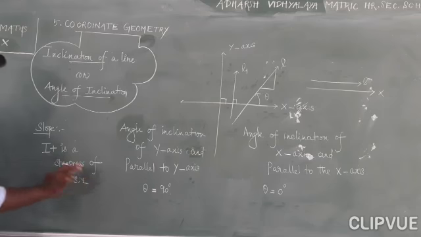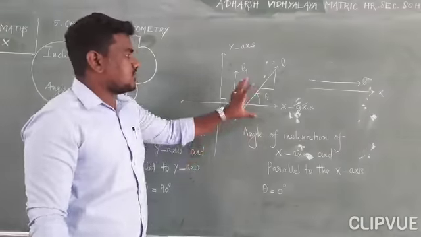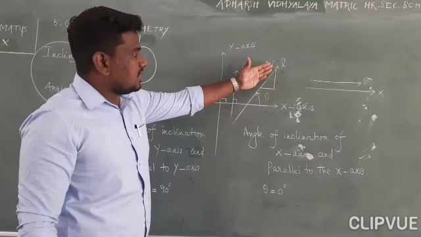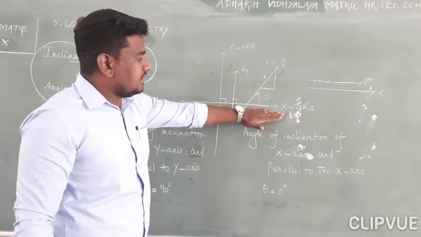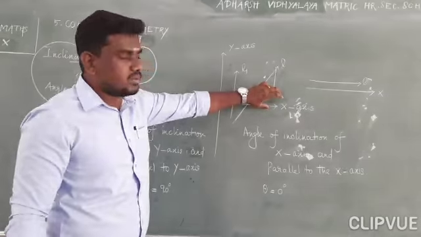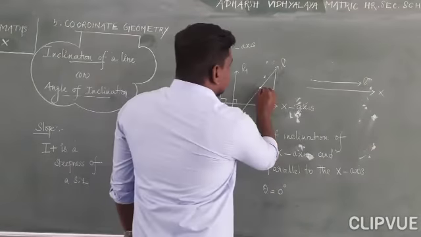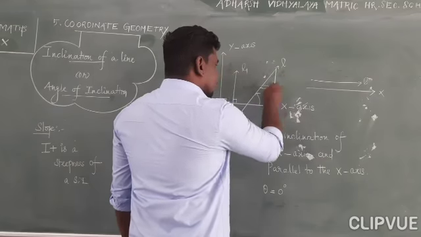So slope is the steepness of a straight line. Here, how do we calculate the slope? If this line makes an angle with the x-axis, that is equal to theta, the angle of inclination. You know that. Here, this is a right angle triangle.